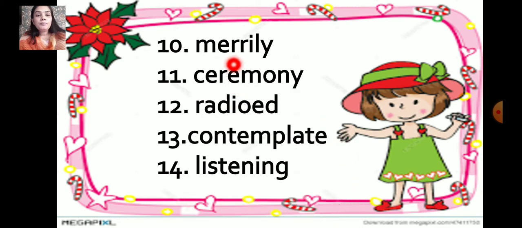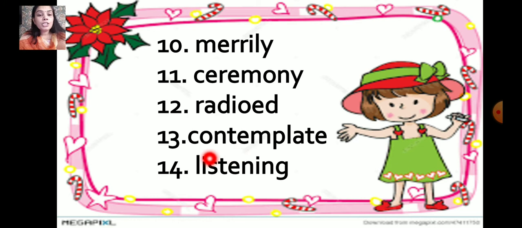Number 10, merrily. MERRILY, merrily. Number 11, CEREMONY, ceremony. CEREMONY, ceremony. Number 12, RADIOED, radioed. RADIOED, radioed.